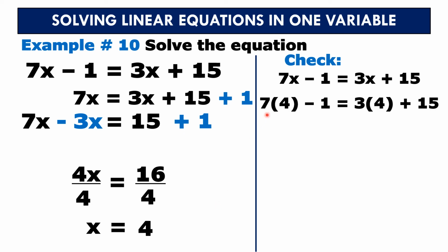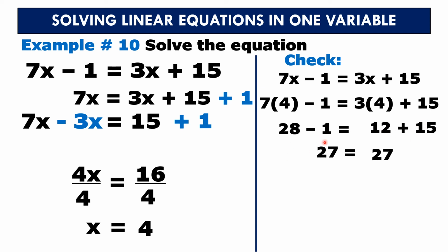So, we now have 7 times 4 minus 1 is equal to 3 times 4 plus 15. Then, simplify natin. 7 times 4 is 28 minus 1. Then, 3 times 4 is equal to 12. Then, copy lang natin, 15. So, 28 minus 1 is equal to 27. Then, 12 plus 15 is equal to 27. So, since this is correct, that means 4 is the solution to the equation.